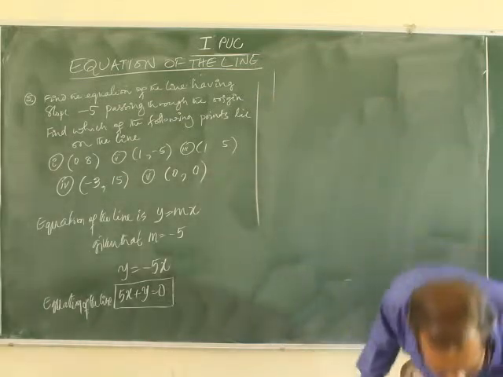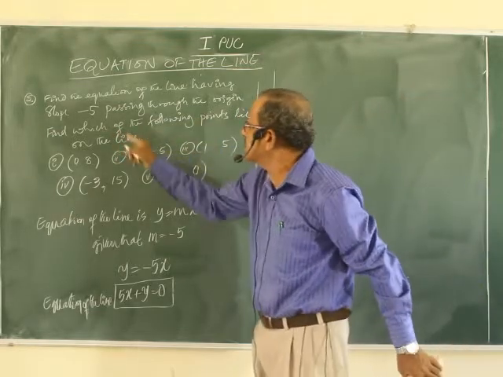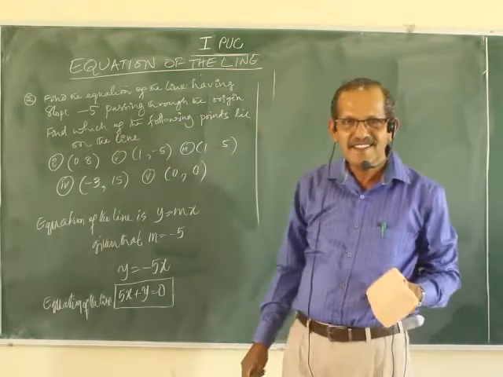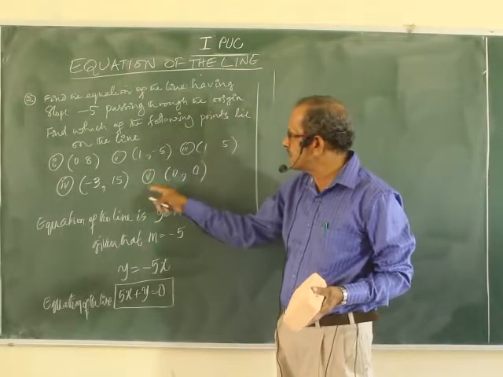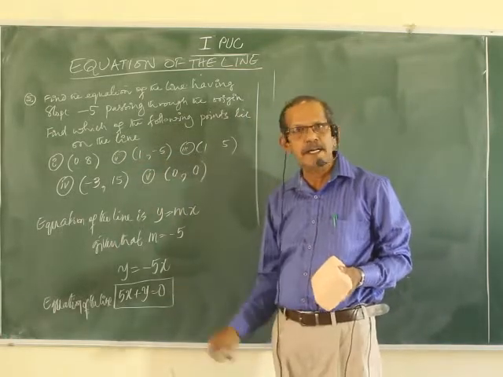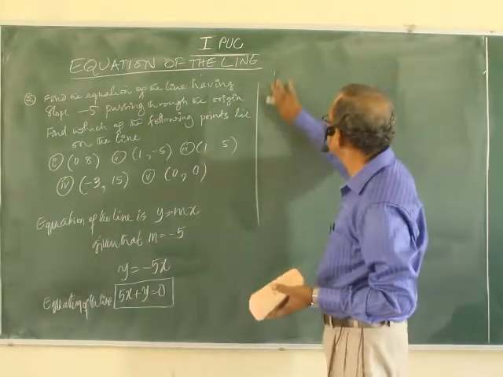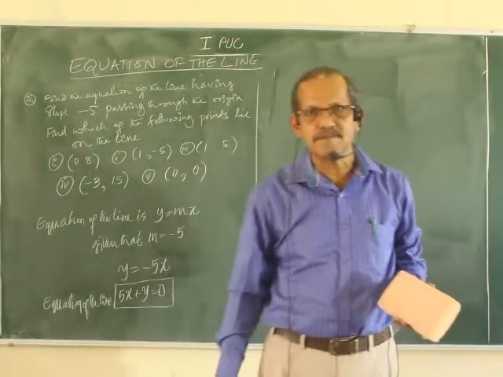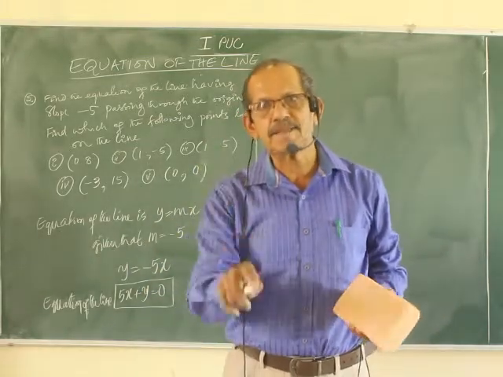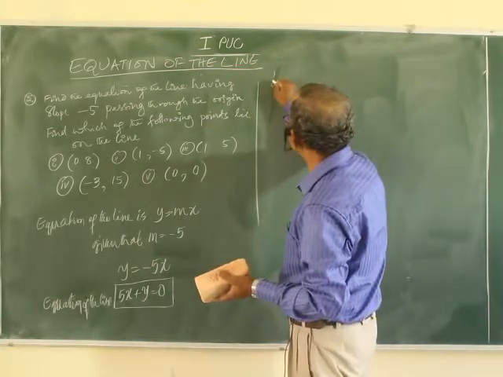Next part is, find which of the following points lie on the line. Even though it is a straight line, the 5 points given here need not all be on the line. Which are the points lying on the line? If the point lies on the line, it should satisfy the condition, that's all. Okay. Let me verify one by one.